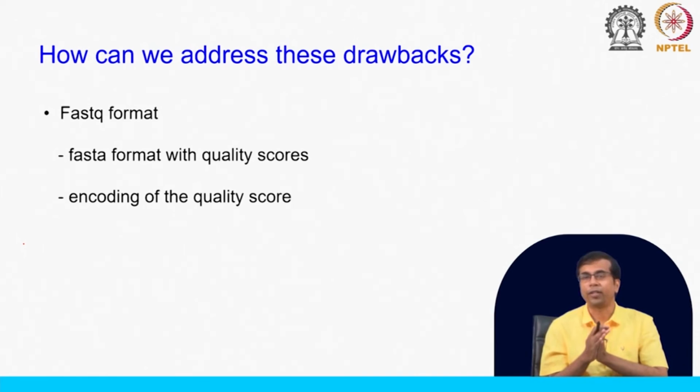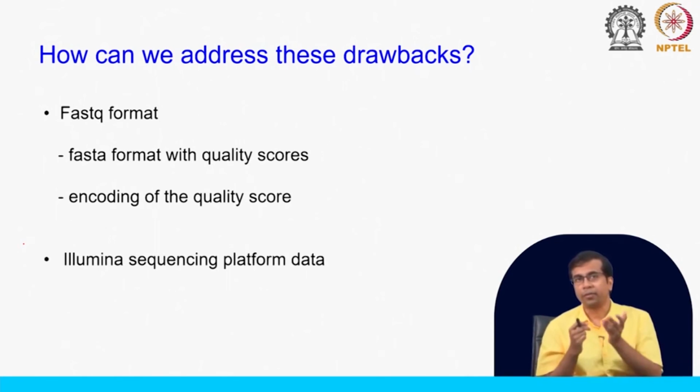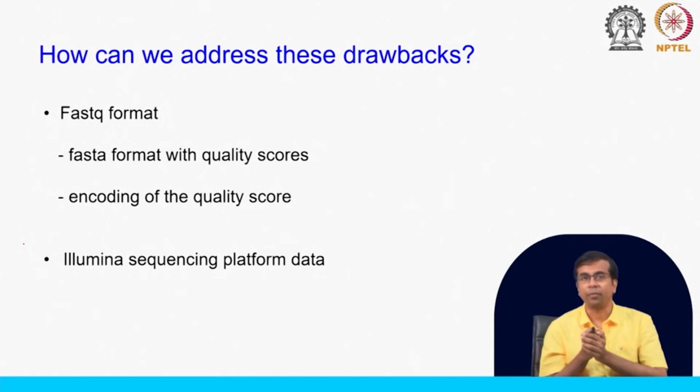So, these quality scores are not represented by numbers anymore, those inefficient two digit numbers with spaces. So, you have a more efficient way of doing this through some sort of encoding. Okay. So, just to give you an example, this FASTQ format is used by the Illumina platform, right. So, all Illumina data comes in FASTQ format.